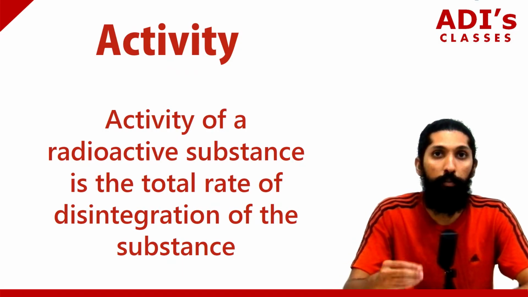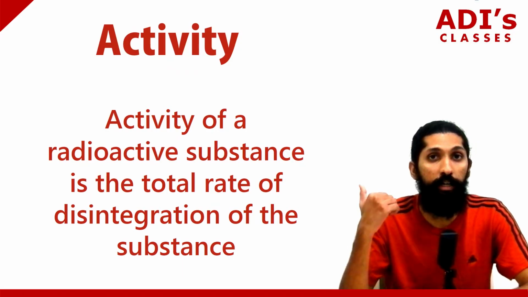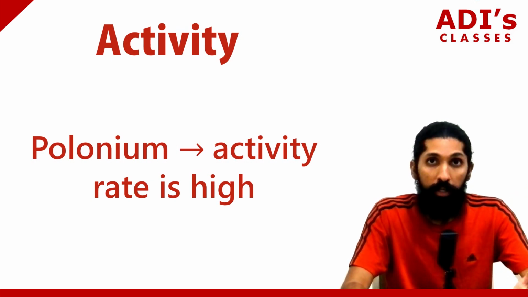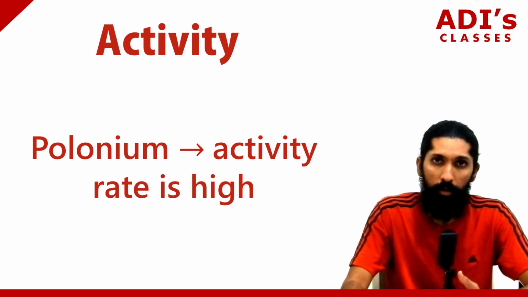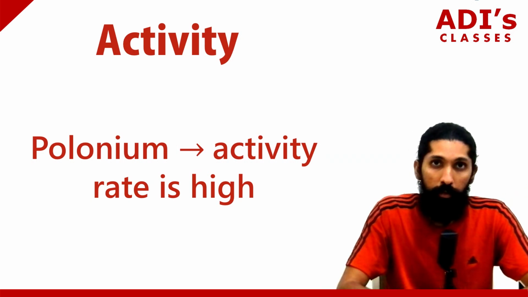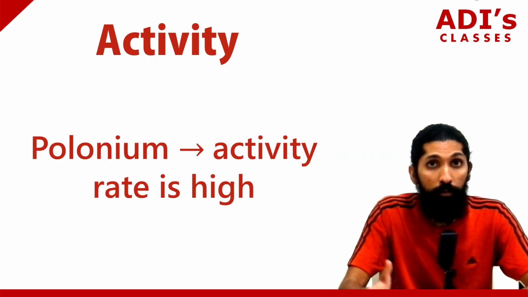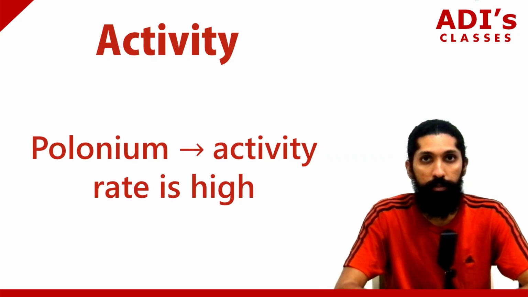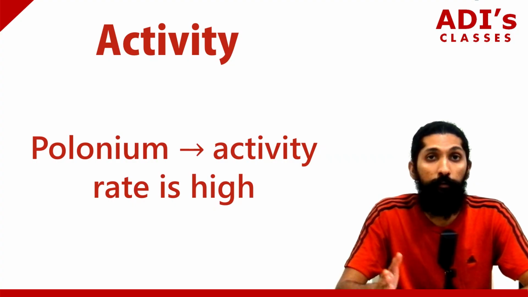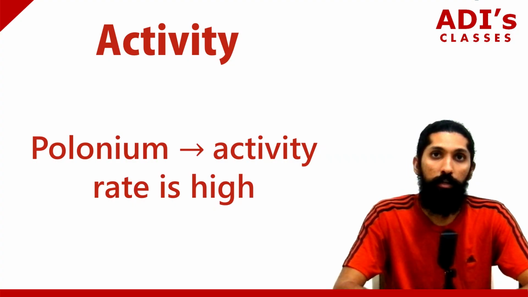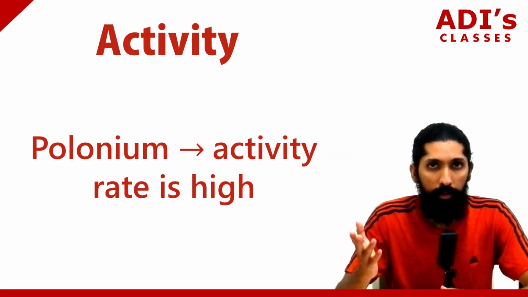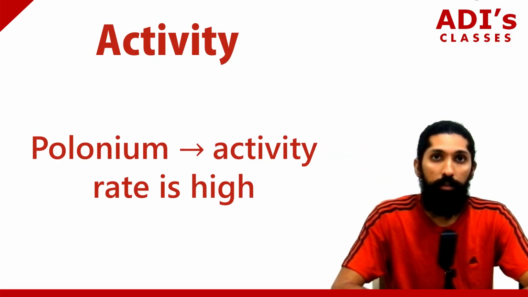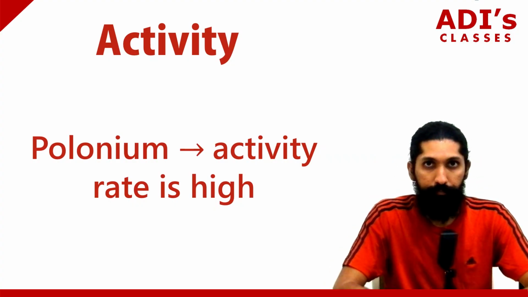For example, if you take polonium, the activity rate is very, very high compared to something like uranium or thorium. Plutonium takes 24,000 years just to disintegrate half of its radioactive substance, as in, the half-life of plutonium is 24,000 years. Uranium's half-life is around 10 to the power of 9 years, which is almost the age of this universe. It's very, very high.